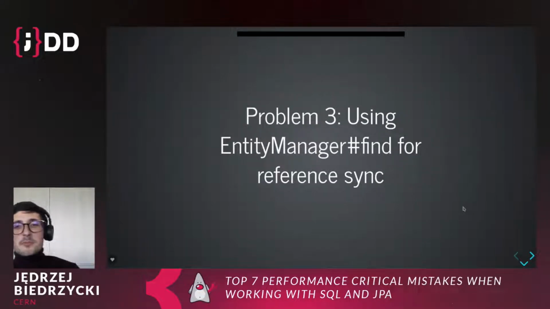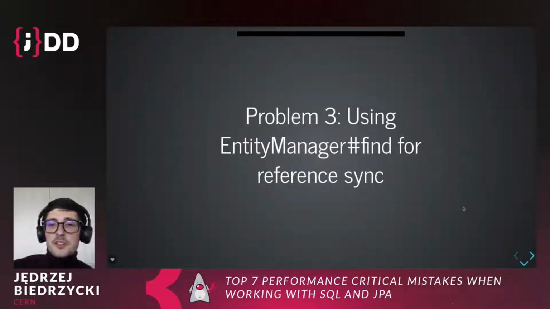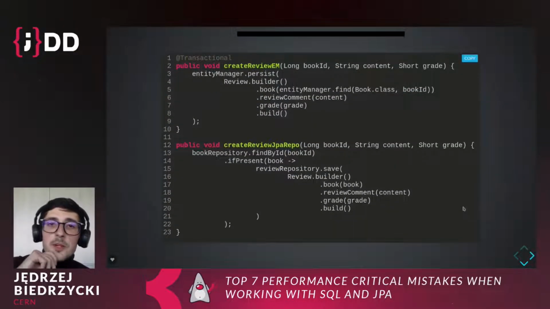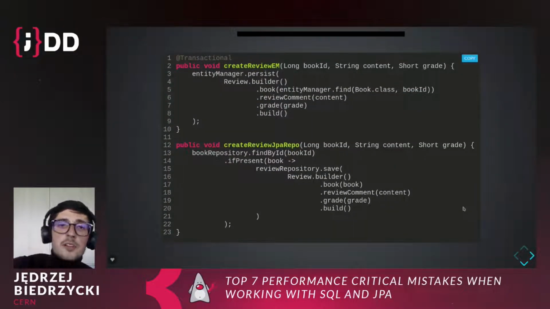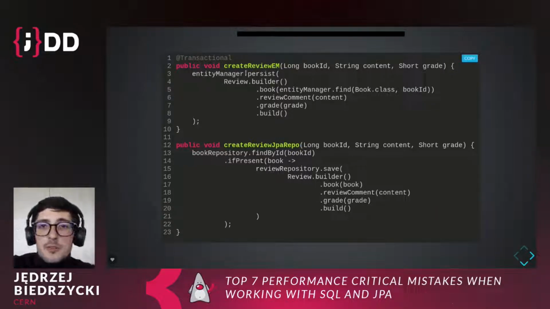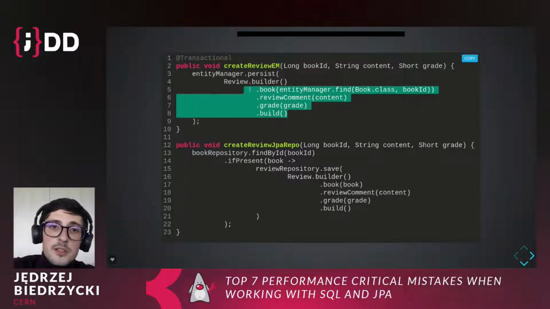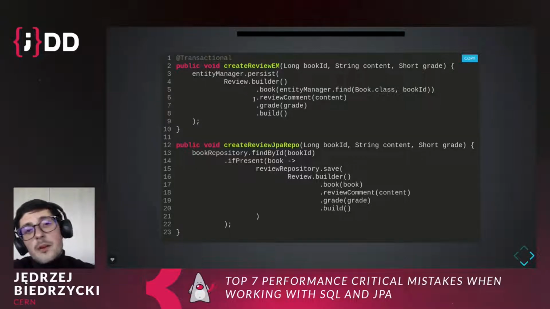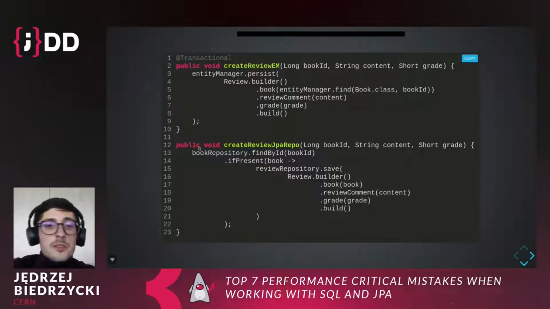Okay, and the last Hibernate problem I'd like to mention is fetching instead of referencing to synchronize reference between the objects. What do I mean by that? Let's create a review. We can use the following method for that. We have a book ID, some content and a grade, and we are creating a review and we're persisting it. Here this is using EntityManager, and here this is using JPA repository.